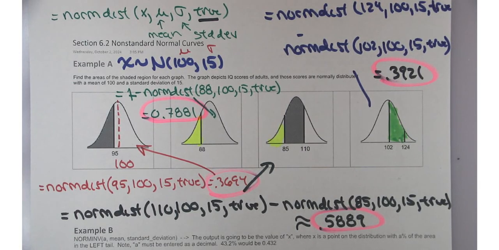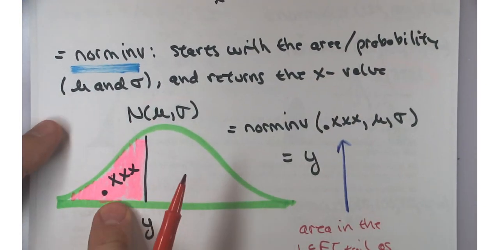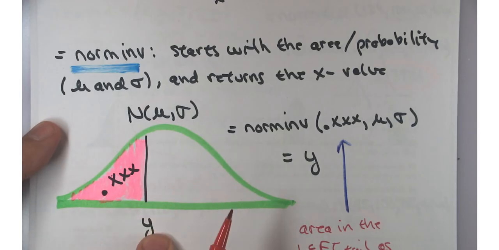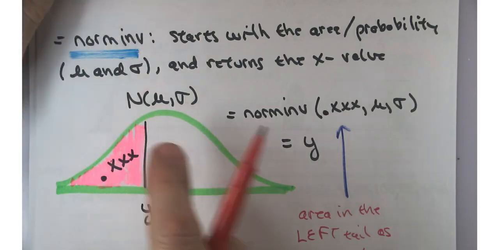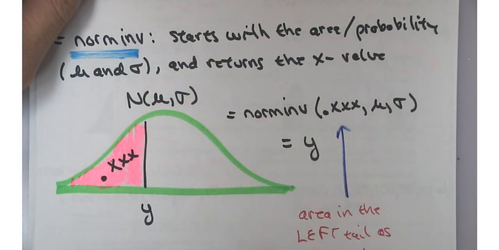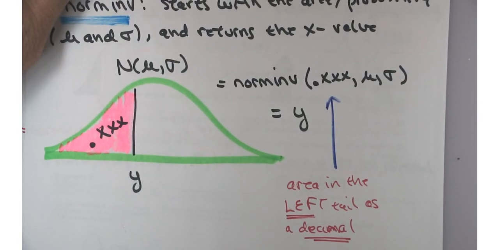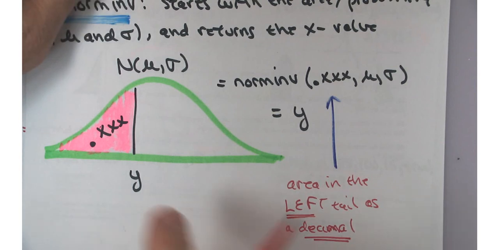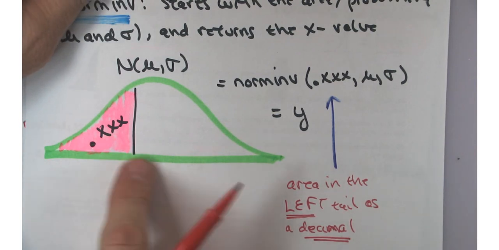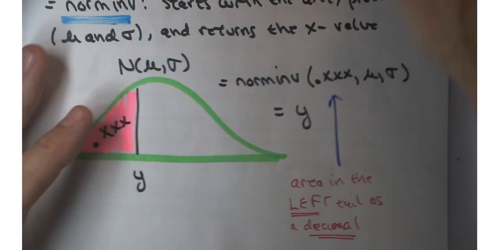Let's change things up a little bit. Now we can change things up a little bit if we're starting out with an area and we want to find this value here. The norm inverse command works by taking this area in the left tail, and I can't emphasize enough that it has to be the area in the left tail as an input, along with the mean and standard deviation. If you input that, it'll tell you where you are on the x-axis. Okay, let's check those out.